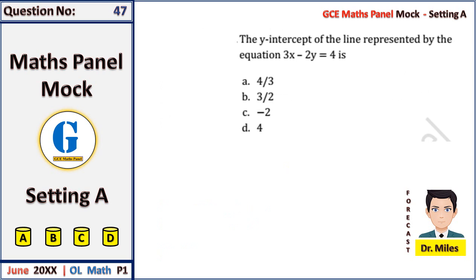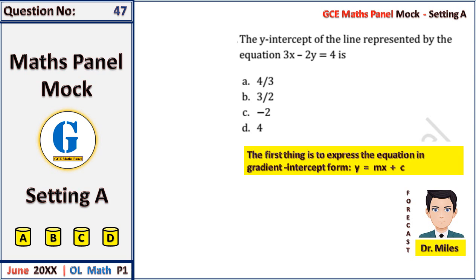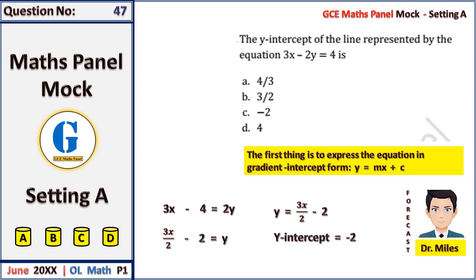Question 47. The y-intercept of the line represented by the equation 3x minus 2y equals 4 is. The first thing is to express the equation in the gradient intercept form, which is y equals mx plus c. So we have 3x minus 4 equals 2y, and dividing all through by 2, we have 3x on 2 minus 2 equals y. Here our y will be equal to 3x on 2 minus 2, and the y-intercept is minus 2. The gradient is 3 on 2, though they have not asked for it.